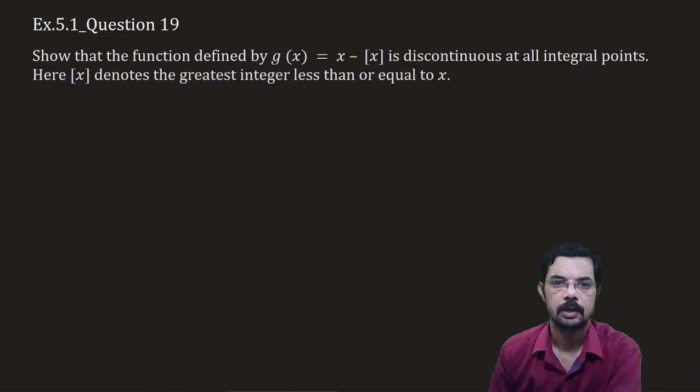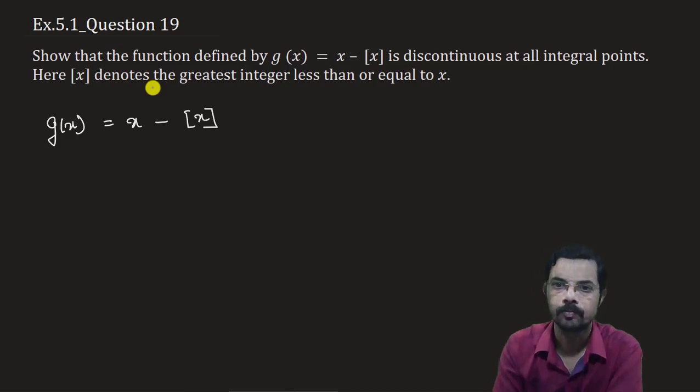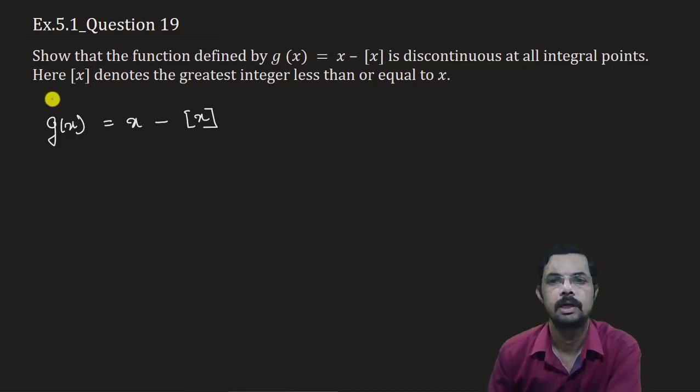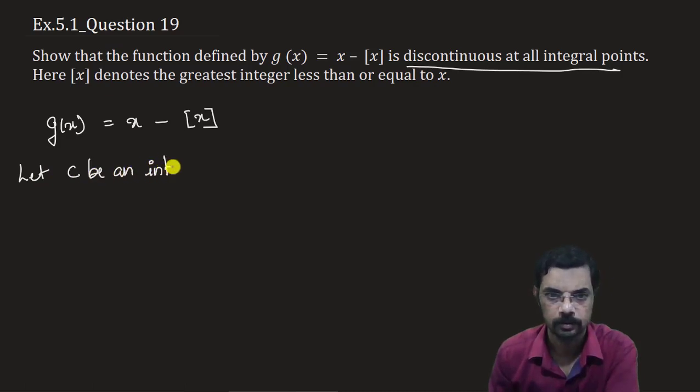Okay, question number 9. Here g of x is defined as x minus bracket of x. Here bracket x, you know that it is the greatest integer less than or equal to the value of x. Now let us check whether it is discontinuous at all integral points or not. So, let c be any integer.